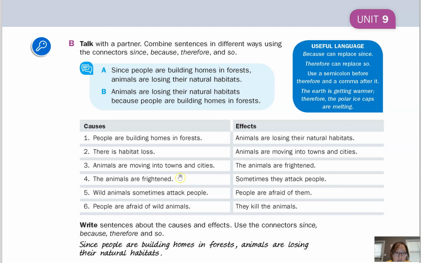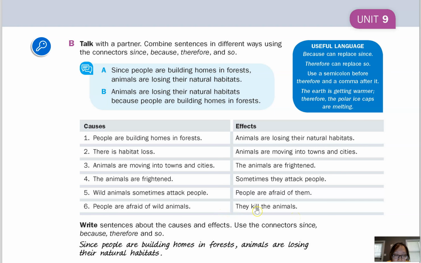We can just read the cause and then use a results connector, a results clause with so or therefore. Animals are moving into towns and cities, so the animals are frightened. The animals are frightened, therefore sometimes they attack people. Wild animals sometimes attack people, so people are afraid of them. People are afraid of wild animals, so they kill the animals, or therefore they kill the animals.